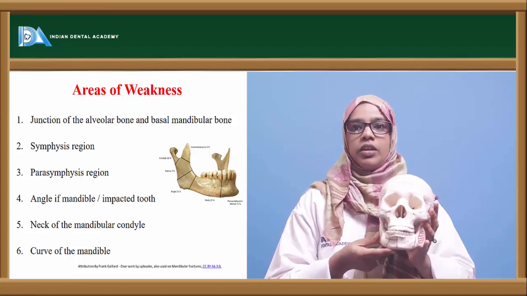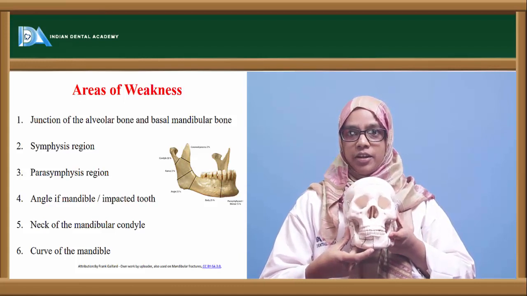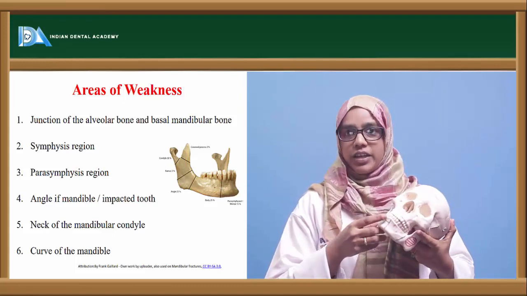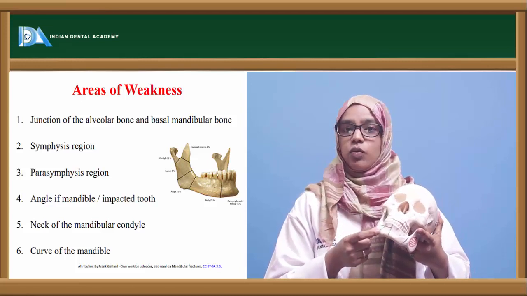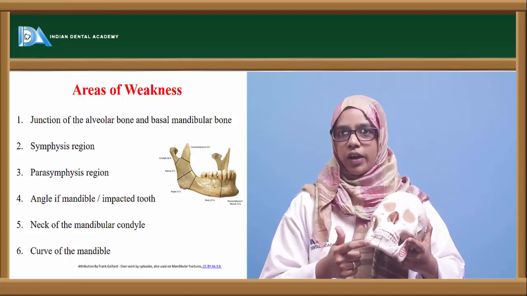At the same time, both sides of the mandible come together and fuse in the midline. Now this is also a potential weak site of fracture. The parasymphysis region is also weakened because of the incisive fossa and the mental foramen, resulting in fracture.